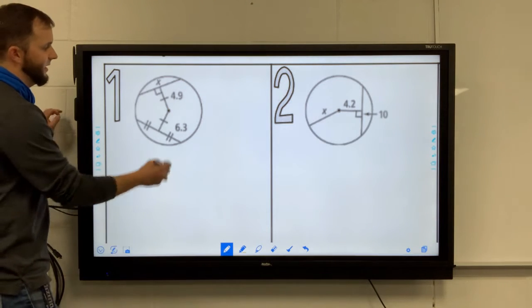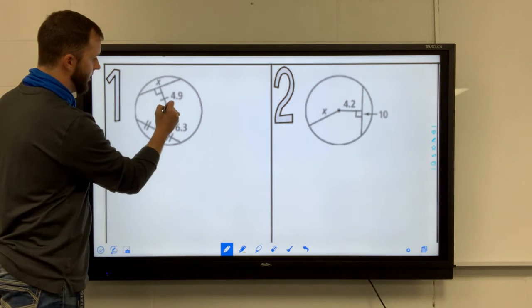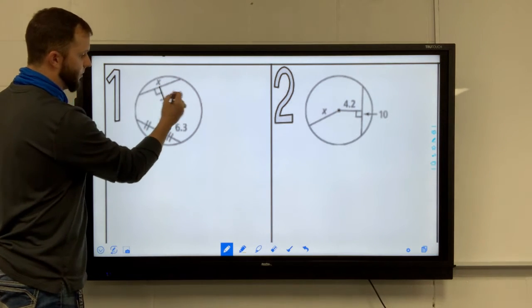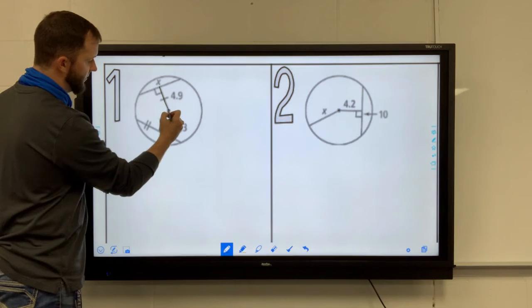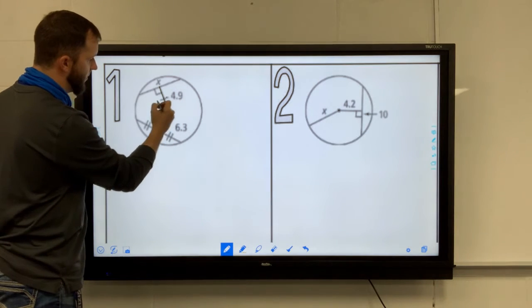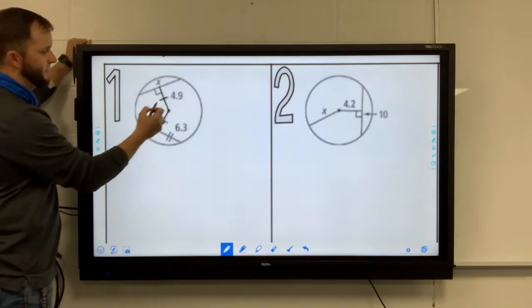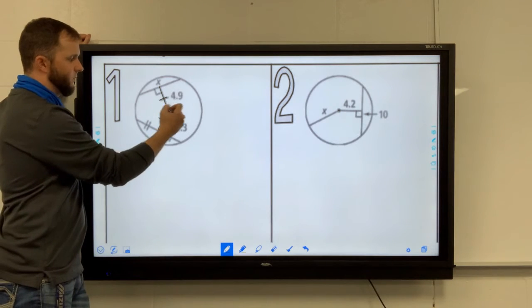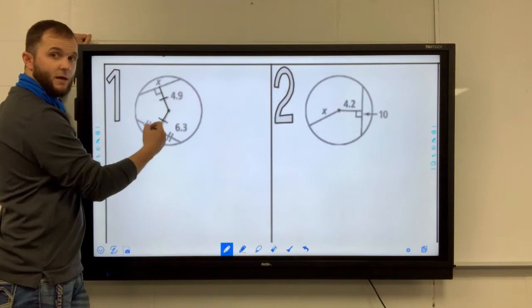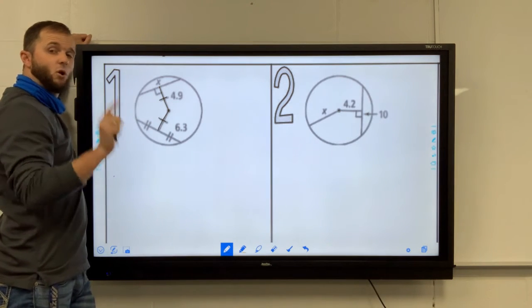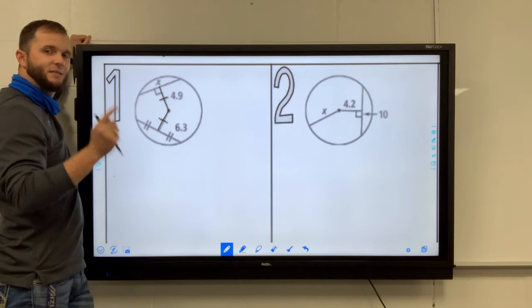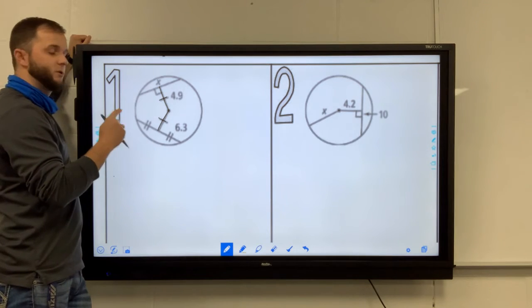So with that being said, from my center to my chord here is going to be 4.9. From here to here, there's one mark on both of those, so both of these are going to be equal. If this is 4.9, this would end up being 4.9. So again, by definition, if the chords are equidistant from the center, then the two chords are congruent.